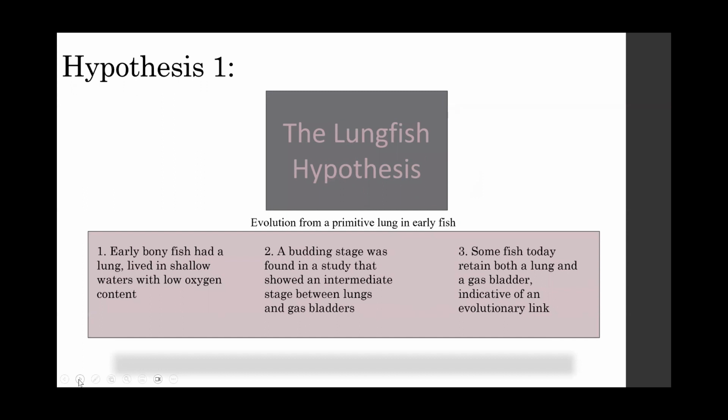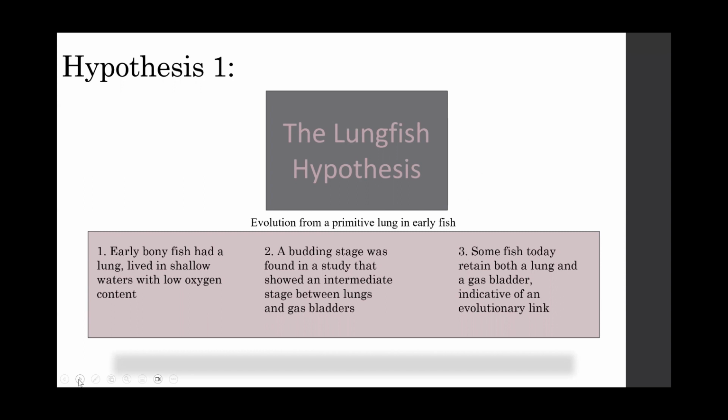So the first of the three hypotheses that we will cover on how the gas bladder developed is the lungfish hypothesis. And this hypothesis comes from the idea that the gas bladder evolved from a primitive lung in early fish. A few things that explain this are that firstly, early bony fish had a lung and they lived in shallow waters with a low oxygen content, meaning they needed air to get the oxygen they needed. In shallow water, they could use a normal lung to go up to the surface for air.